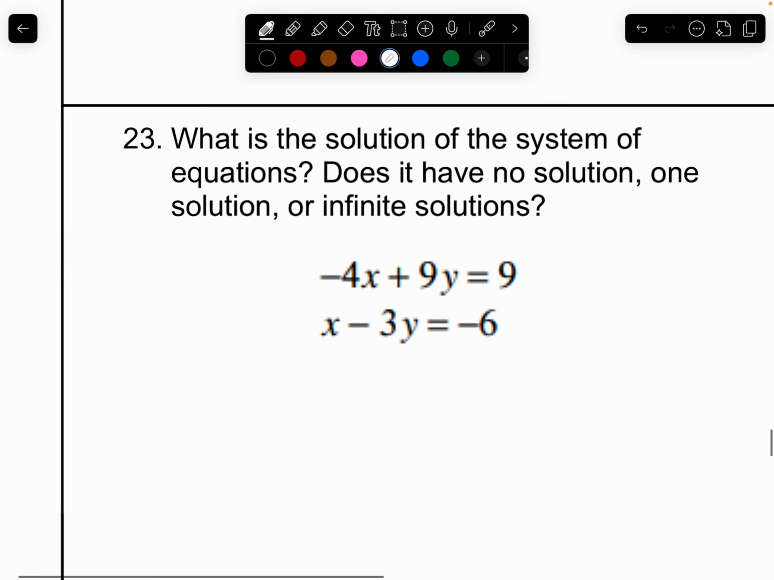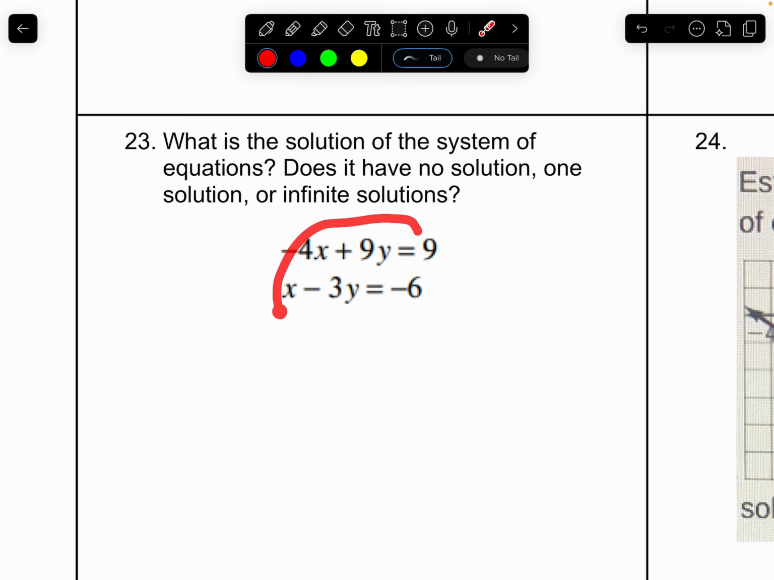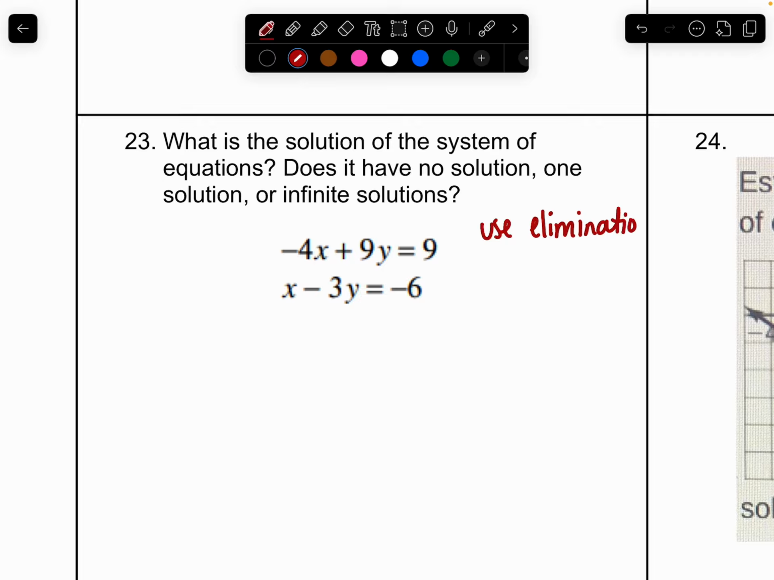Last question I'm going to go over is number 23. What is the solution? In here, do you see any isolated variable? No, you don't. X might look like it's isolated, but it's actually on the same side as 3 and y. Therefore, we're going to use elimination.